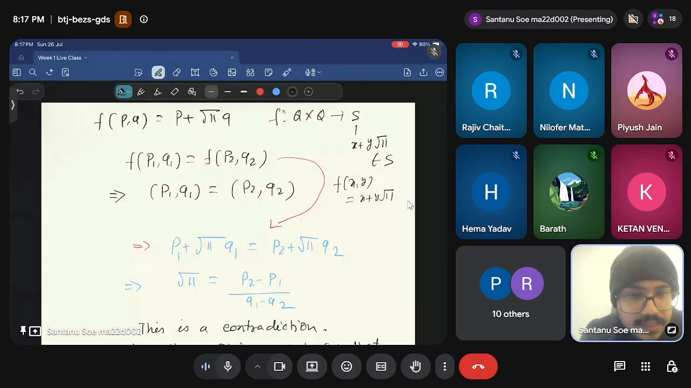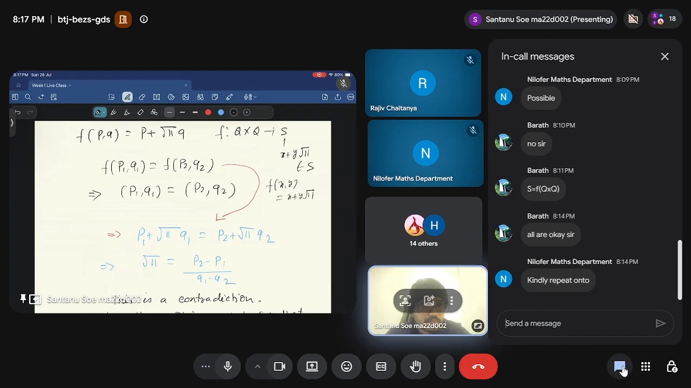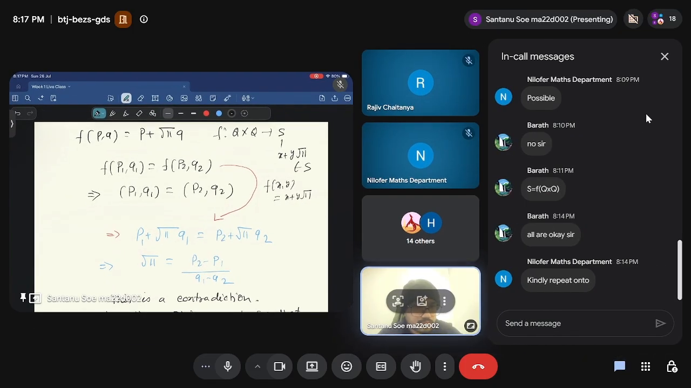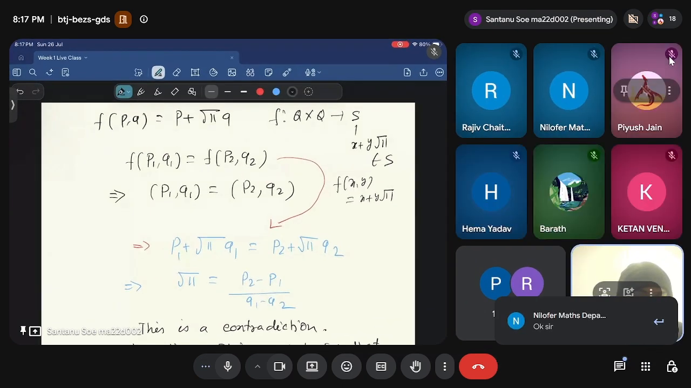So given any element in S which is of the form x plus y square root of 11, f of x comma y is x plus y square root of 11. This means that every element has a pre-image. So the range of f is the same as the set S. So that's why f is onto. Is it clear? Okay, I hope so.